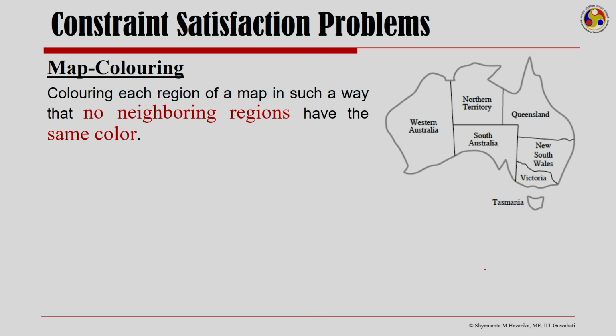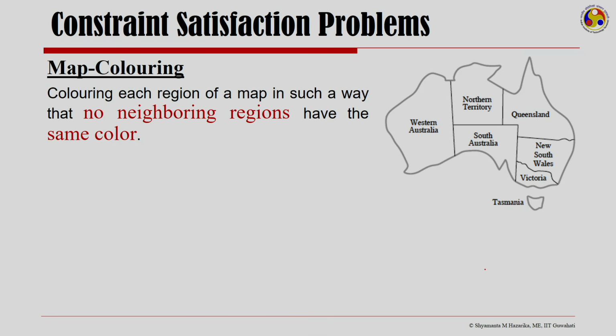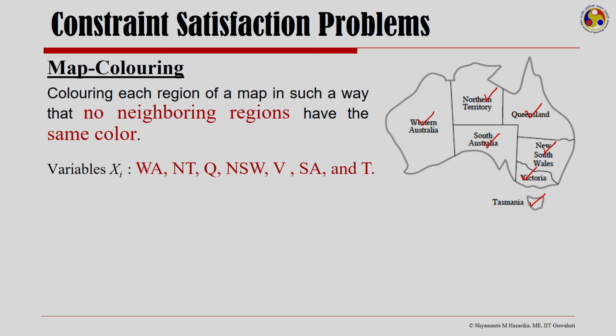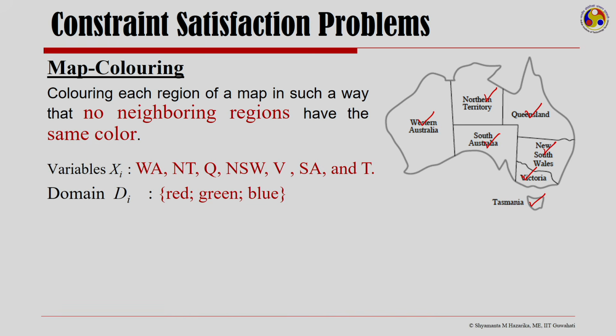We look at another example from constraint satisfaction problems called the map coloring problem, which is about coloring each region of a map in such a way that no neighboring regions have the same color. So, here if you notice, we have 1, 2, 3, 4, 5, 6, 7 variables, and let us say we are interested in coloring them in either of 3 colors. So, we would have a domain of 3: red, green and blue.